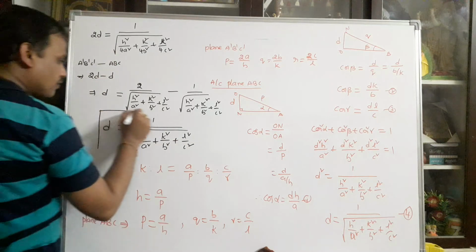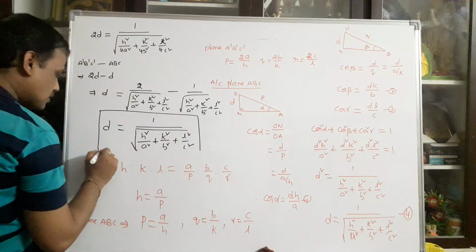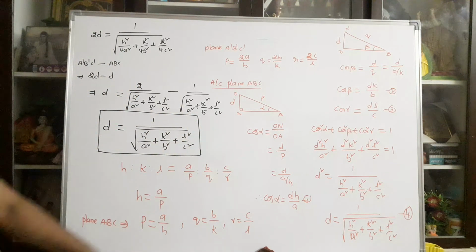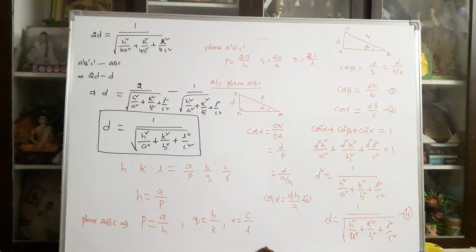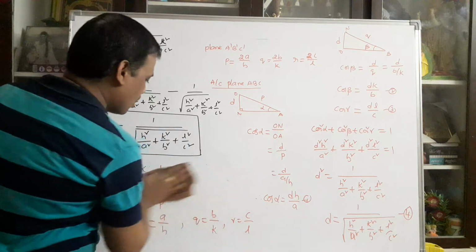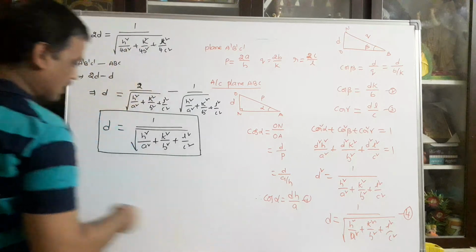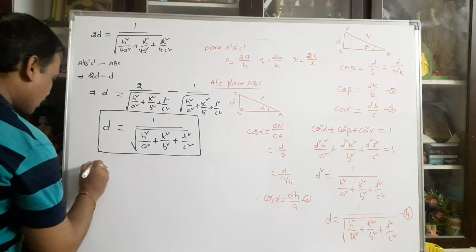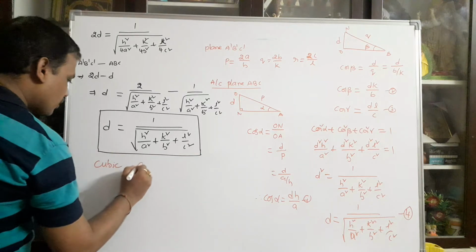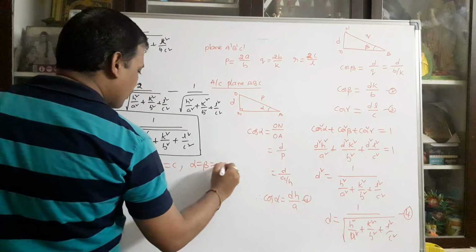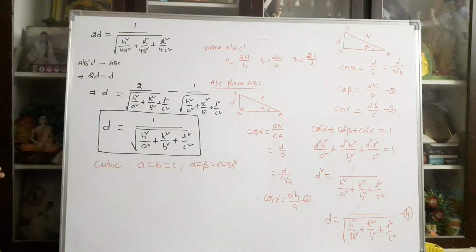So the distance between successive lattice planes, in terms of Miller indices and their intercepts, can be written as 1 by square root of h square by a square plus k square by b square plus l square by c square. Particularly, you can take the structure as cubic structure. For cubic structure, a is equal to b is equal to c and alpha equal to beta equal to gamma equal to 90 degrees. So in this way, in b place you can substitute a, in c place you can substitute a.